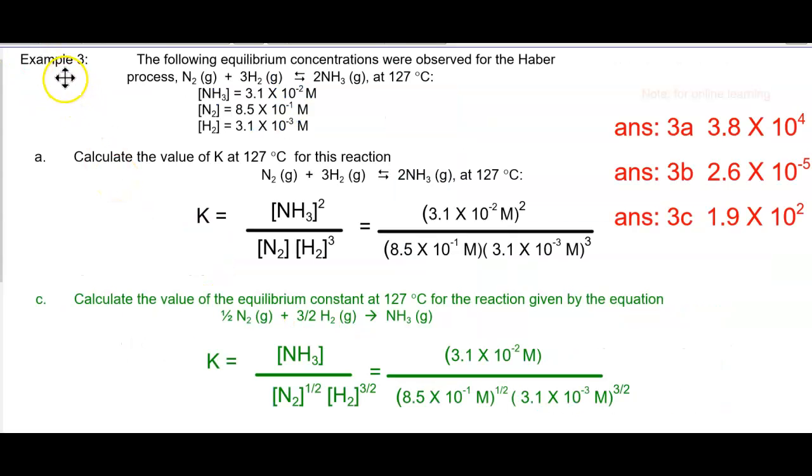Okay, here we have example 3C in green. This is our work still from A. Now I'm doing my work from C.